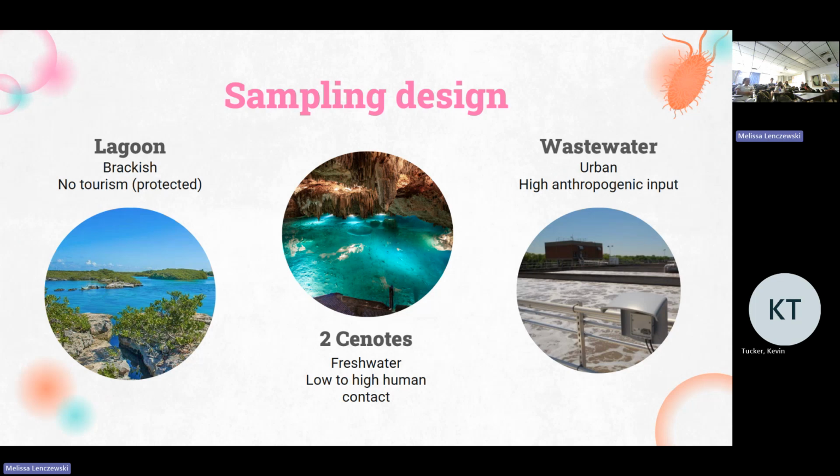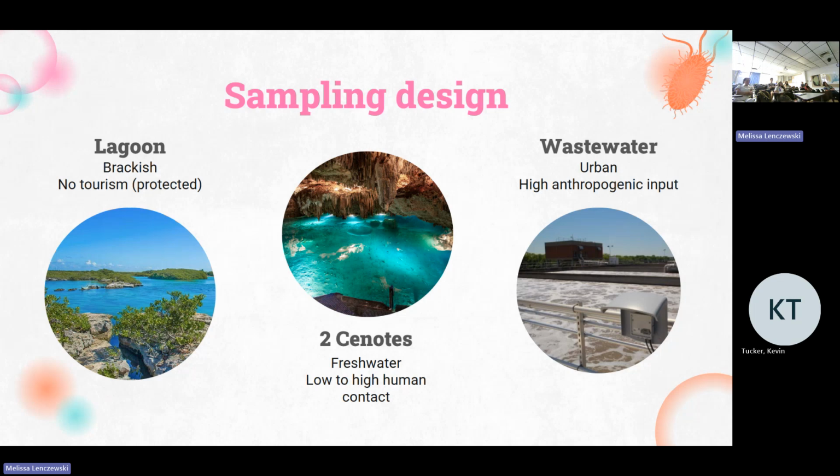All right, so the sampling design. We decided that we were going to go to a brackish lagoon, which is protected. So we were thinking of making this our negative sample, seeing how much antibiotics and antibiotic resistant genes we could find in this. There is some salt in it, so we're going to work with that. Then we're going to go to two cenotes. One's going to be with a high tourist population and then one with a low tourist population.